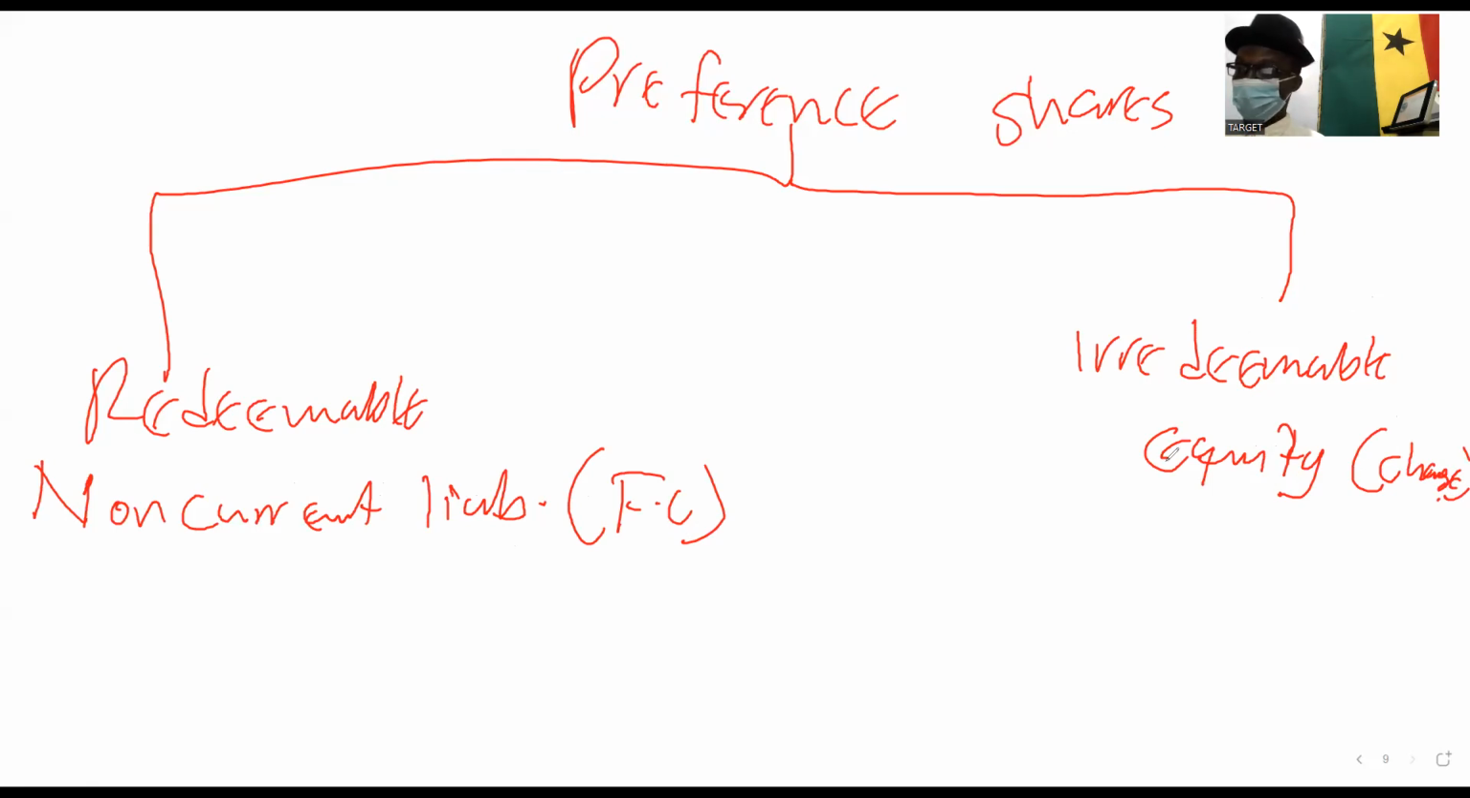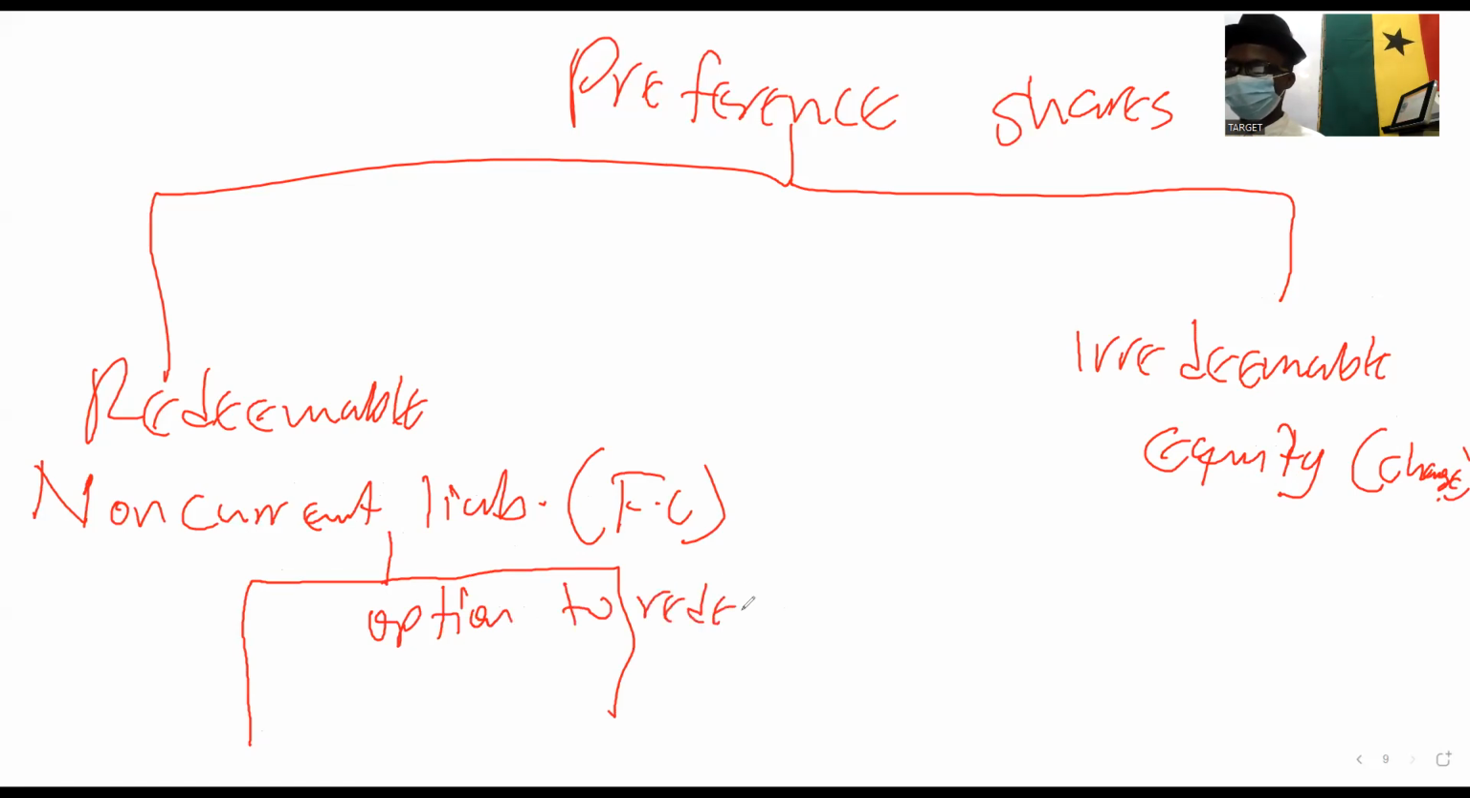Yes. If I should go further, let me go further. Who has the option to redeem? Option to redeem. If it's with the holder and then the issuer, when we do IAS 33, IAS 32, and IFRS 9, you understand this in deeper detail. Or watch any of Target Professional Consult videos on financial instruments.